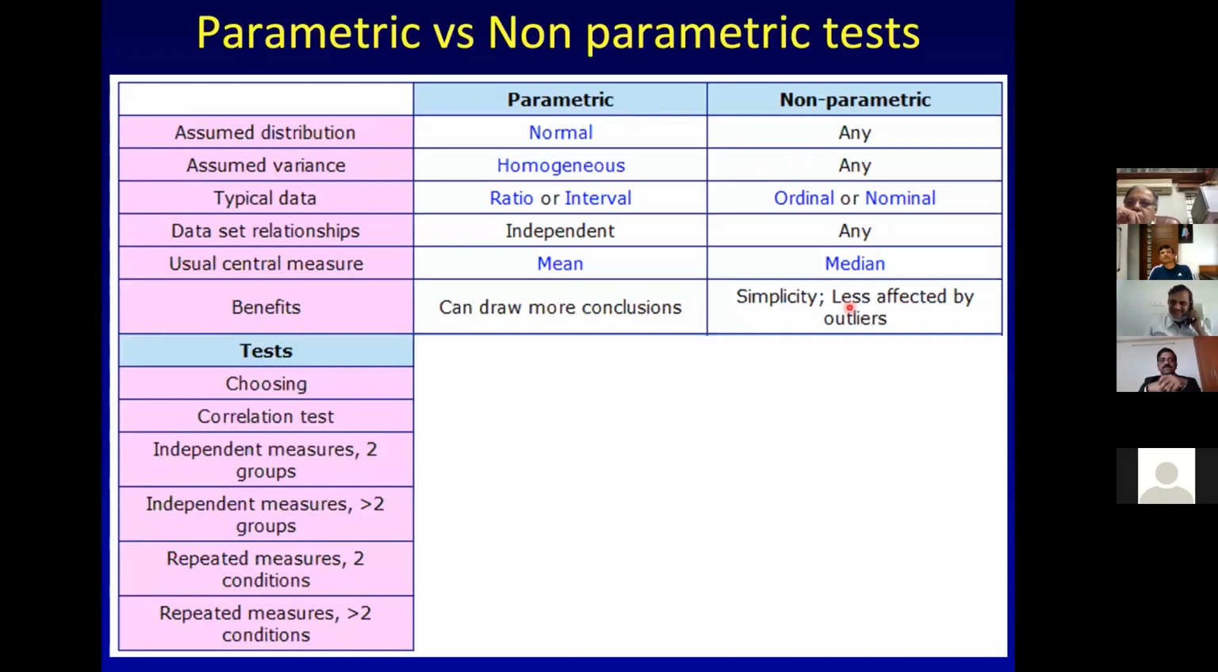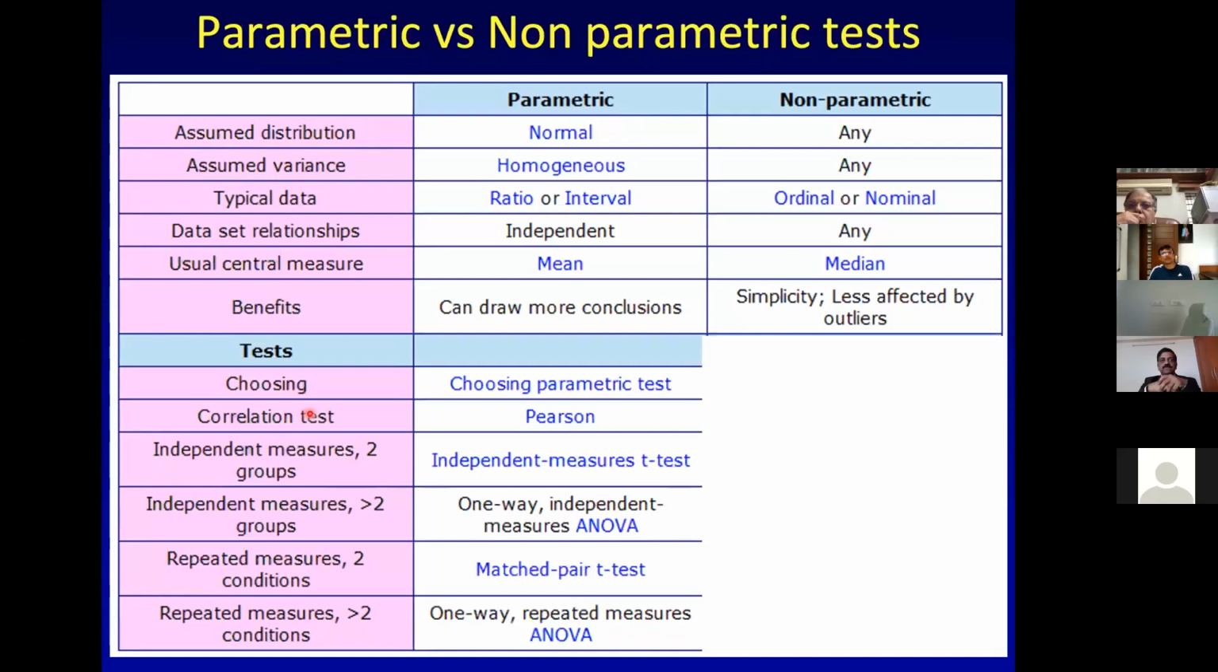Few other things to look at in terms of what are the corresponding tests that we use in parametric tests and in non-parametric. When there are independent measures with two groups, more than two groups, repeated measures with two groups or two conditions, not groups, and repeated measures when there are more than two conditions. Now, when I'm going to display the rest of the slide, I'm sure many of these names will be familiar to you. And this structure or the schema, if you have, it becomes very, very easy for you to choose a particular test.